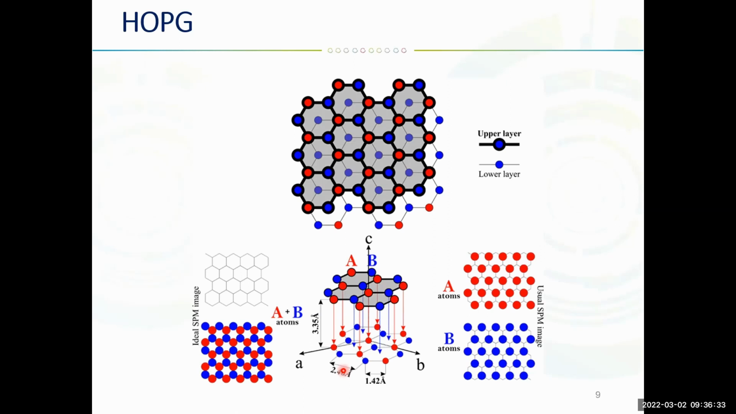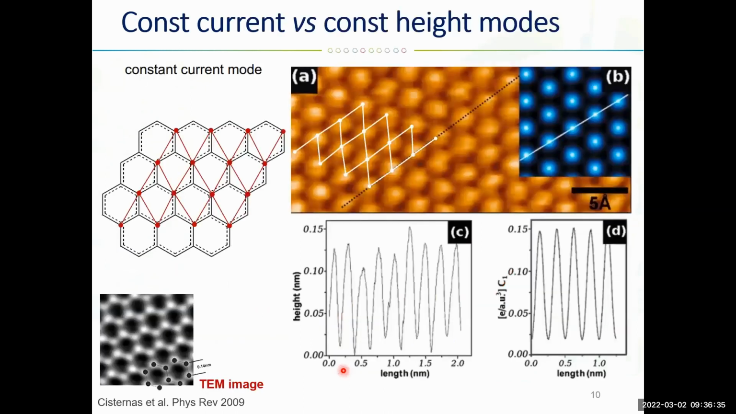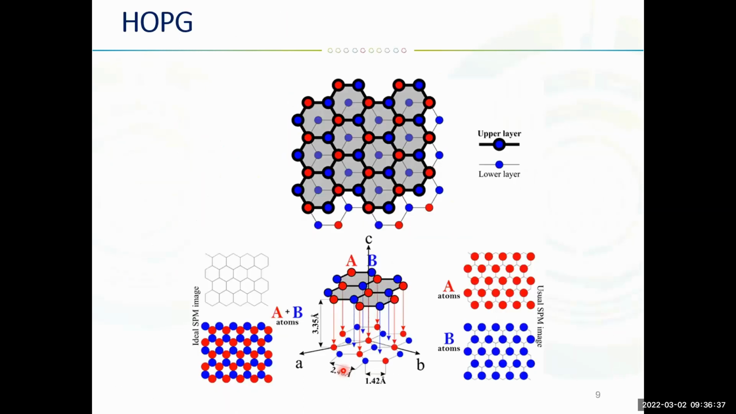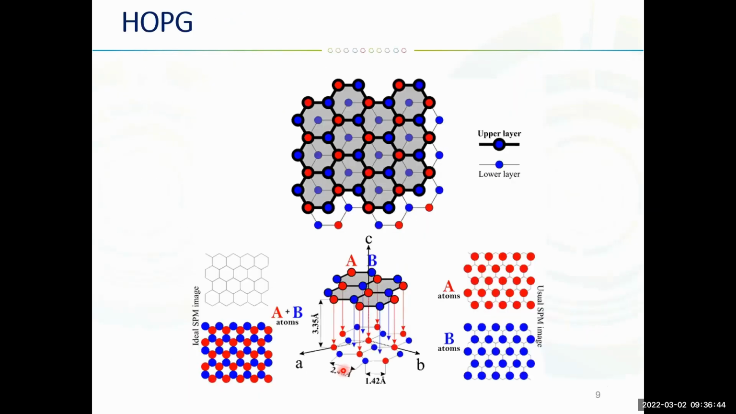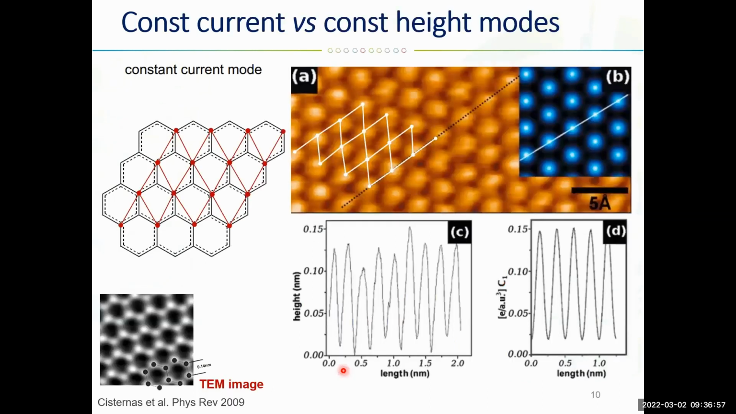So let me just show you the actual images. Before that, we were talking about constant current mode and constant height mode, and I want to use HOPG as a substrate and then show how it looks different in different modes. So that's why we need 2 modes, not 1. So here I will talk a bit about constant current mode.